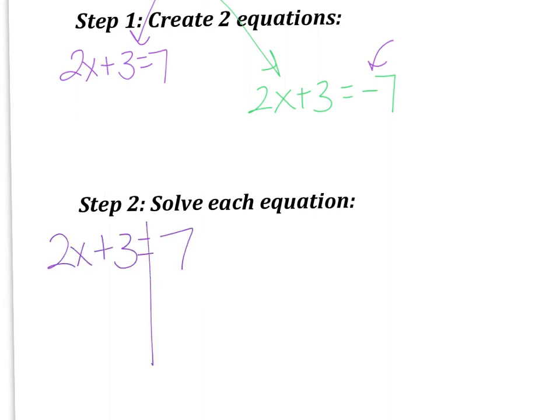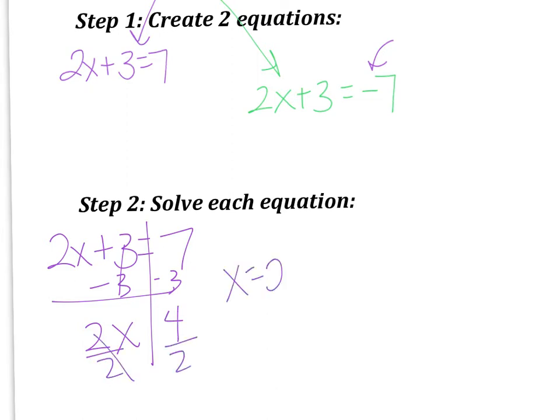like normal with equations. So I'm going to subtract 3 on both sides. 2x is equal to 4, and then divide both sides by 2. So x is going to equal 2. That is one of our answers.